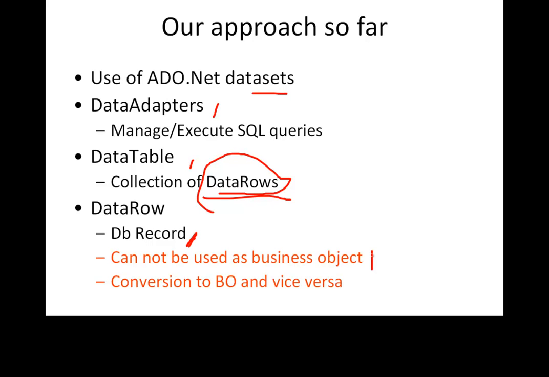And when some update or insert command comes from the business layer, we get the business object, and within the data access layer, all of its properties are then copied to a new data row or the existing data row, and then the insert or update command is executed. So we have some extra work to do when we are passing our data from the data access layer to the business layer, or vice versa.